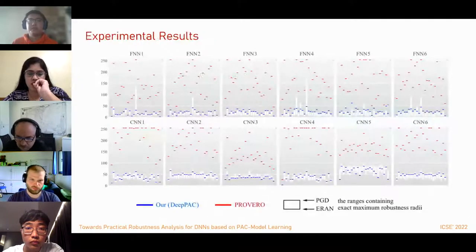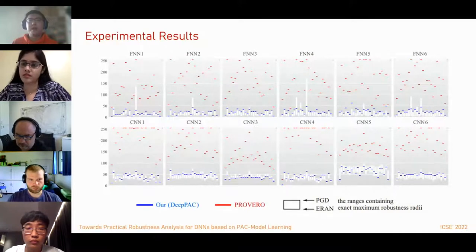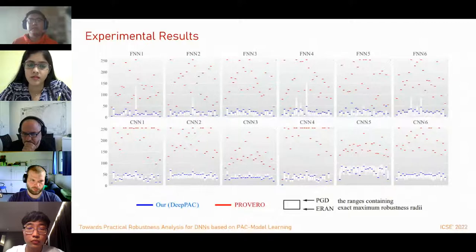Now we show some of the experiment results in our paper. We first evaluate the four methods on MNIST. In most cases, the maximum robustness estimation given by ProRoll is even larger than the upper bound identified by PGD. In contrast, DPEC estimates the maximum robustness radius more accurately, which falls in between the results from Iran and PGD mostly. Since the range between the estimation of Iran and PGD contains the exact maximum robustness radius, we conclude that DPEC is a more accurate tool than ProRoll to analyze local robustness of DNNs.